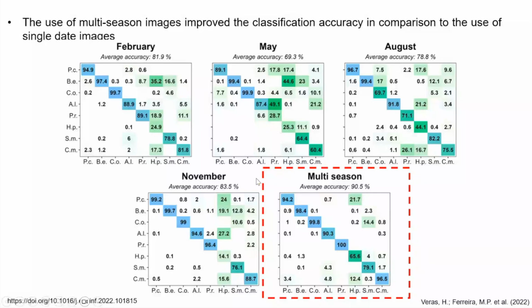Here we can see that in the rainy season, that is November, we have the higher classification accuracies using single date images. But when we combine all images, we improved the classification accuracy for some of the species. This is because the network was able to learn some of the phenological patterns of the species, and we acquired very good results using multi-season images.